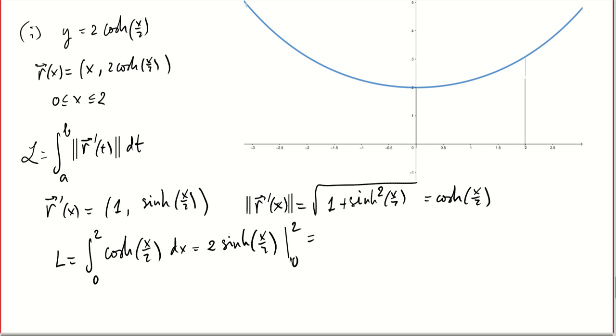The hyperbolic sine at 0 is 0, so what we have is 2 times the hyperbolic sine of 1, which is e minus e to the minus 1. All right, so that's the length of the catenary.